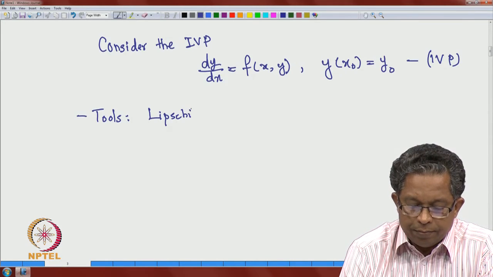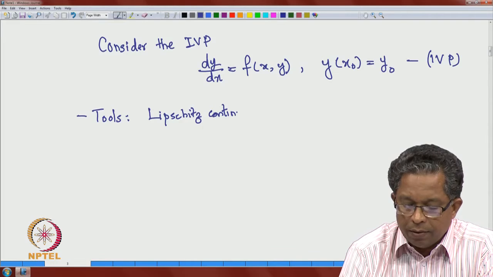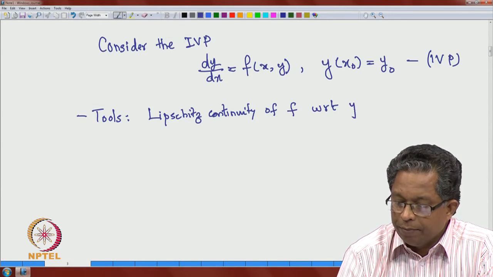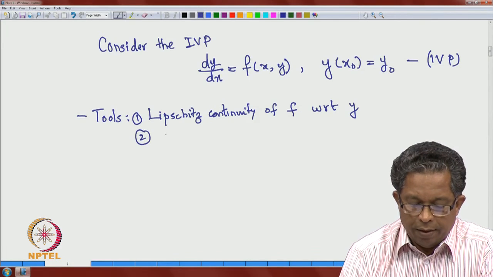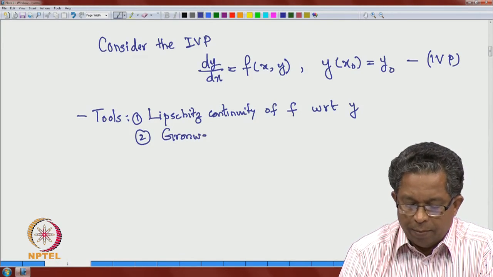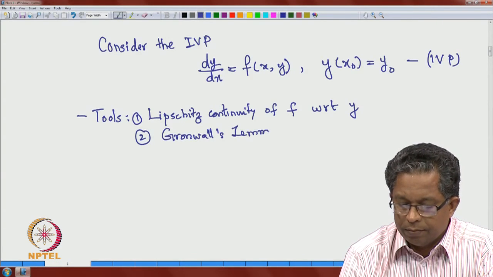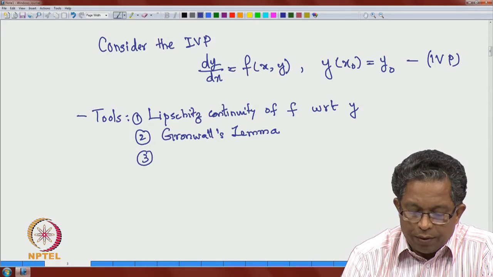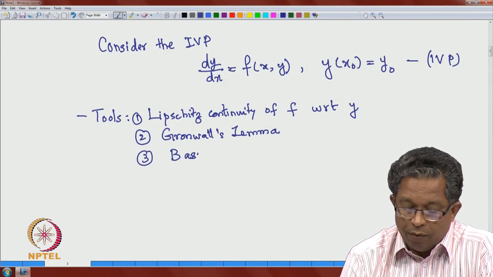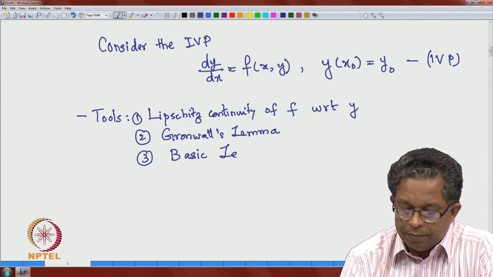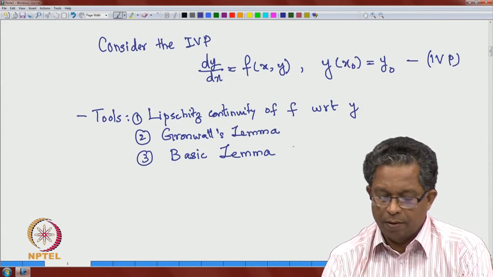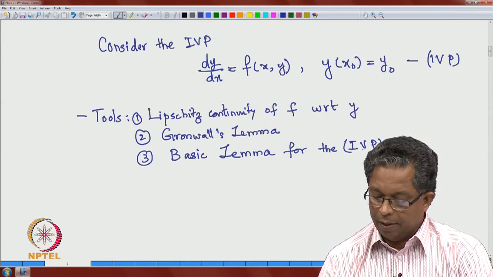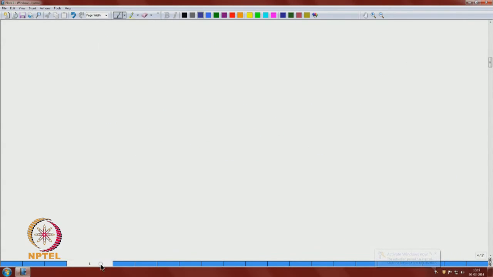So, the tools: the Lipschitz condition, Lipschitz continuity of f with respect to y, and Gronwall's lemma. We will also invoke a basic lemma for the initial value problem. Okay, let me state and prove a basic lemma for the initial value problem.